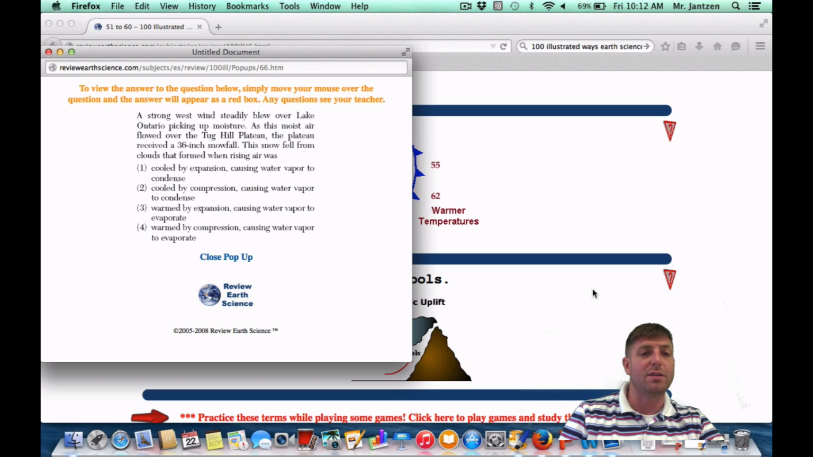A strong west wind steadily blew over Lake Ontario, picking up moisture. As this moist air flowed over the Tug Hill Plateau, the plateau received a 36-inch snowfall. The snow fell from the clouds that formed when rising air was what? Well, rising air, when it cools, it expands, and it condenses. Okay? So once again, we're looking for choice number 1.